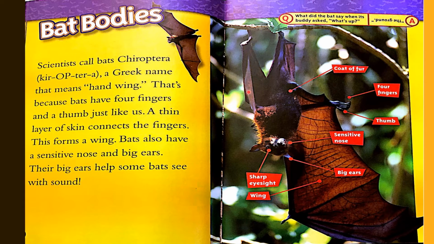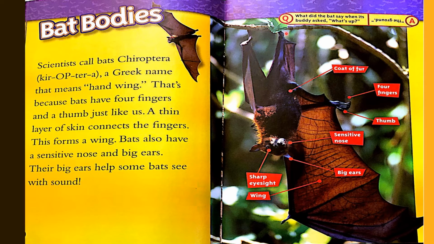And here's a photograph over here. So this is a diagram, and it's a diagram of a bat body. So over here is pointing to they have sharp eyesight. Here's their wing. Here are their big ears, their sensitive nose, their thumbs, their 4 fingers, and a coat of fur, so they are furry.